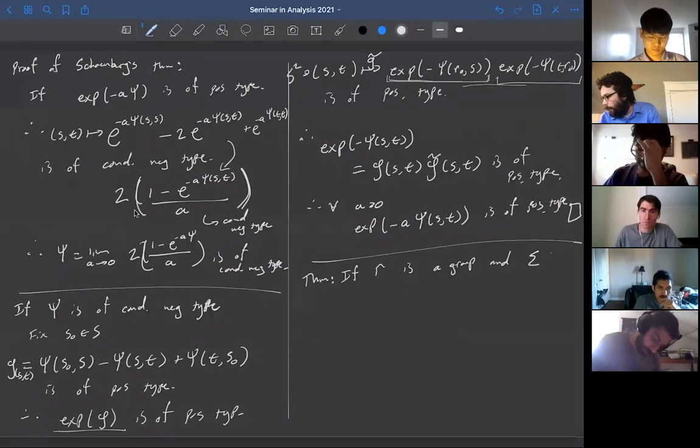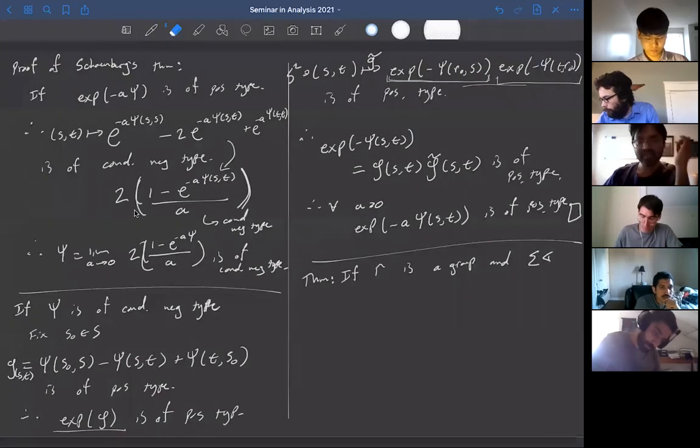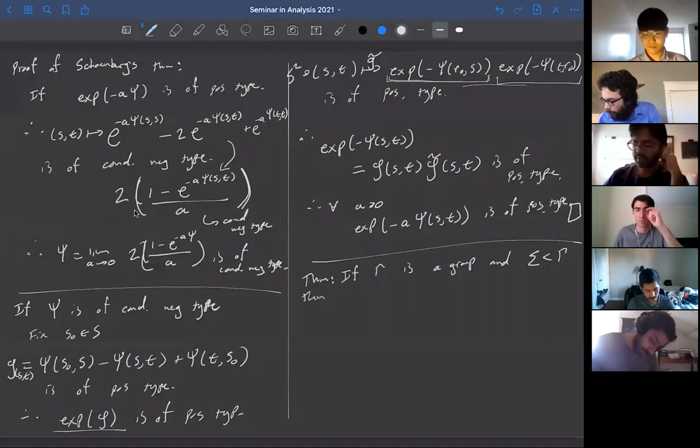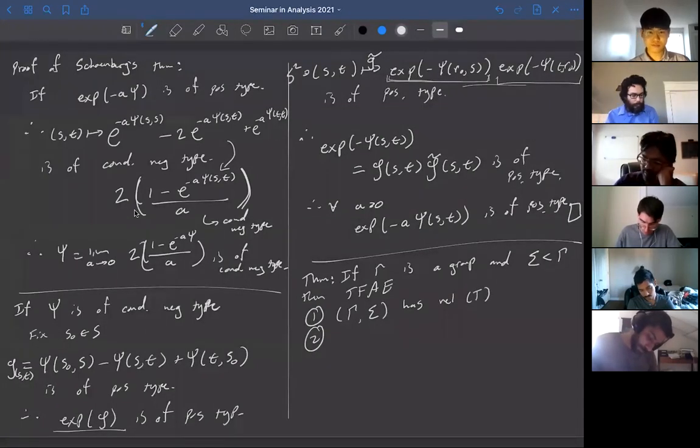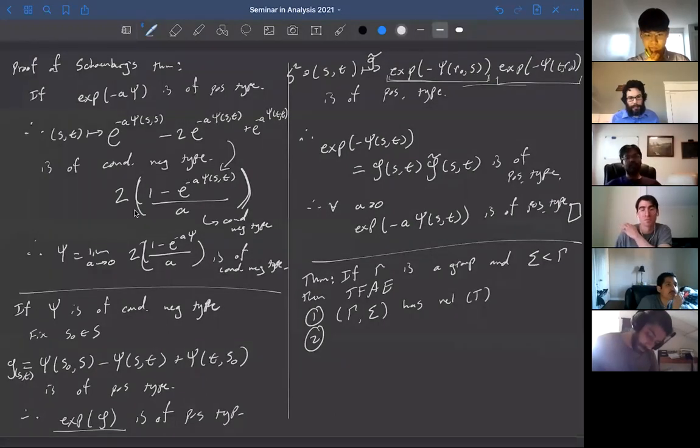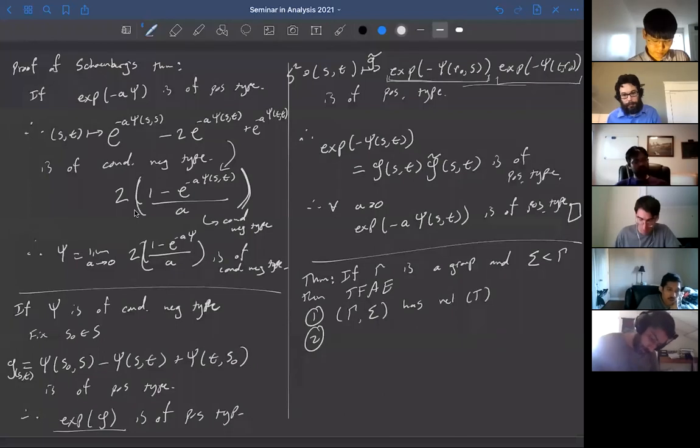And that is that if gamma is a group and sigma is a subgroup of gamma, then the following are equivalent. One, the pair has relative property T. Two, so relative T meant that whenever we had almost invariant vectors, we had a sigma invariant vector. Condition two says that we can actually get that invariant vector as close to the almost invariant vectors as we wanted.